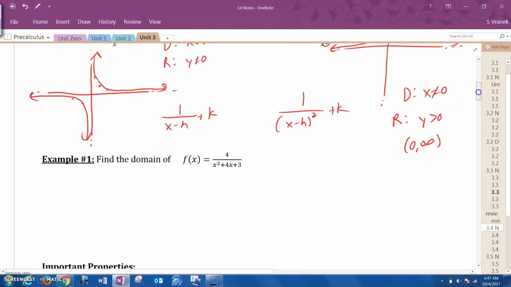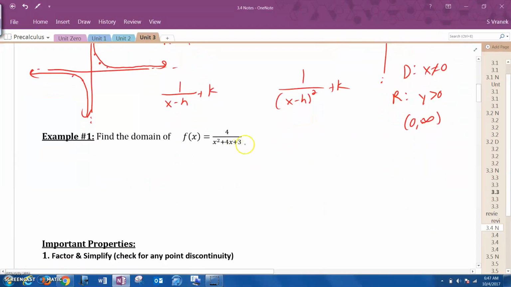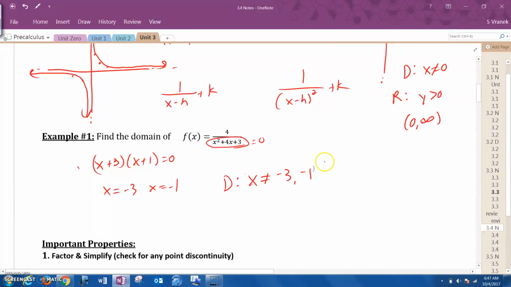Okay. Now finding domains, you get the domains from setting the bottom equal to 0. We've done this a lot already. So if we set that equal to 0, we have to factor, so 3 and 1. So we get x equals negative 3, x equals negative 1, which means my domain for this problem is that x is all reals except for it cannot equal negative 3 or negative 1. Okay, so that's my domain.